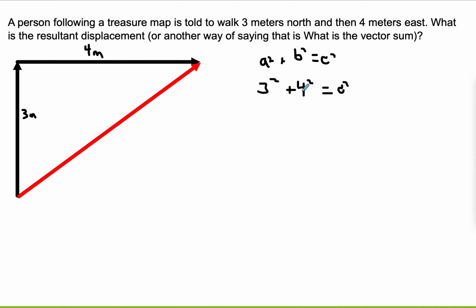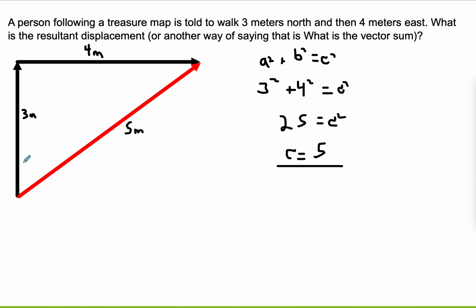And 3 squared is 9, 4 squared is 16. Add those together, it'll be 25. I want to get rid of the squared on the C squared. I take the square root of both sides, and I end up with C equals 5. Okay? So I know that this is going to be 5 meters. That's the exact same answer we got by drawing it out to scale. And just in case you didn't figure it out, I picked a 3, 4, 5 triangle on purpose because I knew that it would come out to whole numbers, right?